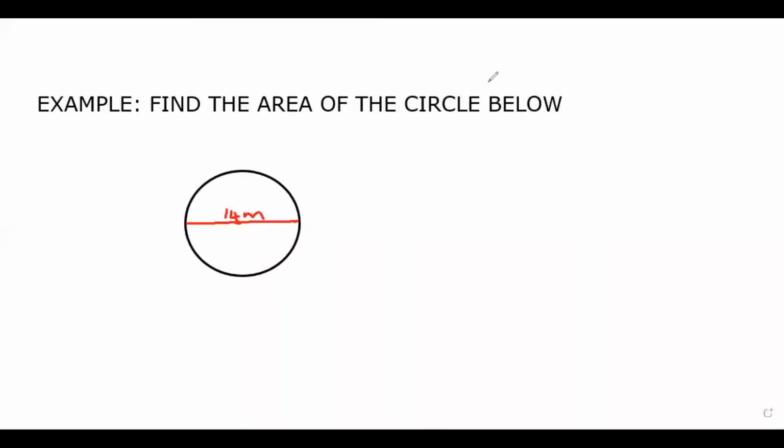So let's say we're given this circle here and we're told to find the area. So here we know that this is the diameter. So the diameter is equal to 14. But we know that the radius is equal to half of the diameter.